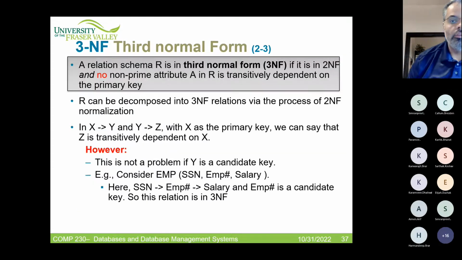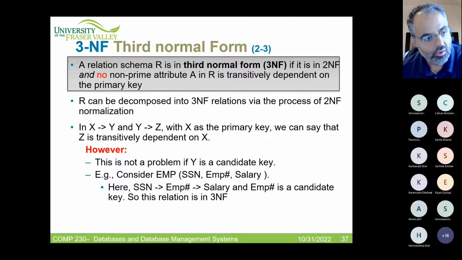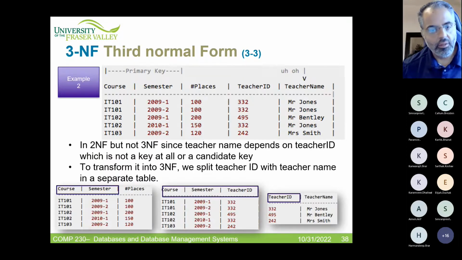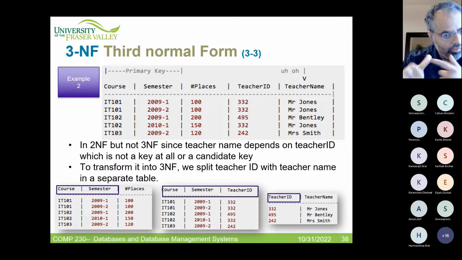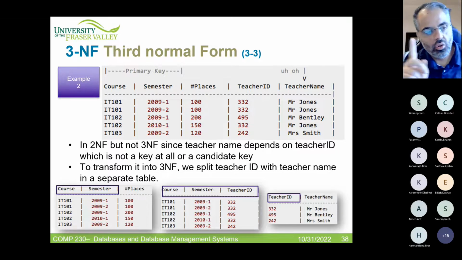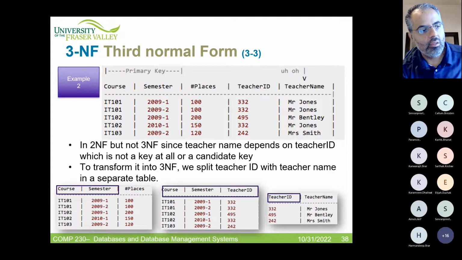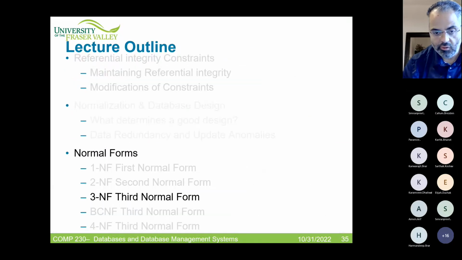Okay, so I can say it in other words. To be third, it should be first and second. If it is not second, then it is not third. First condition, second condition. After it is second, the second condition is that there is no relationship between non-primary attributes. Because if there is a relationship between non-primary attributes, then one of the non-primary attributes is transitively related to the primary key, not directly. Before I go to this example, I can go here.